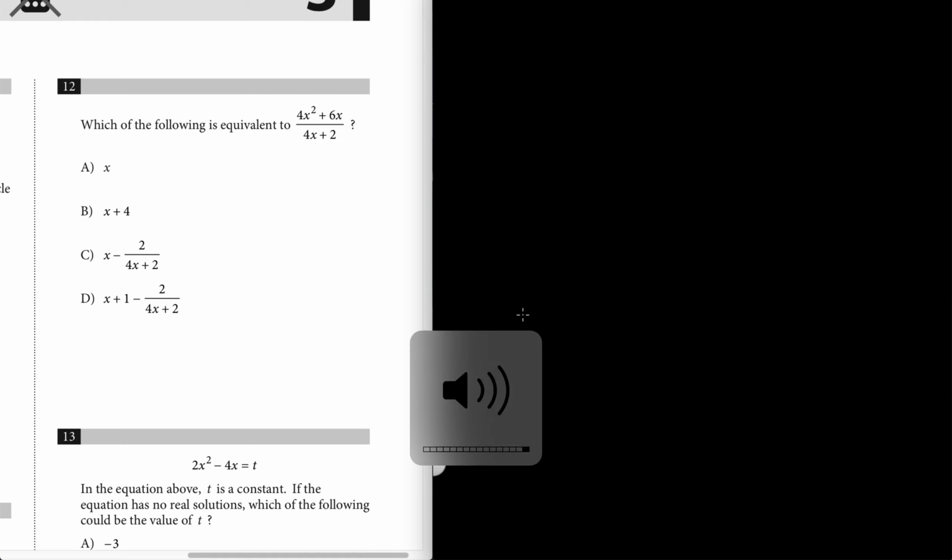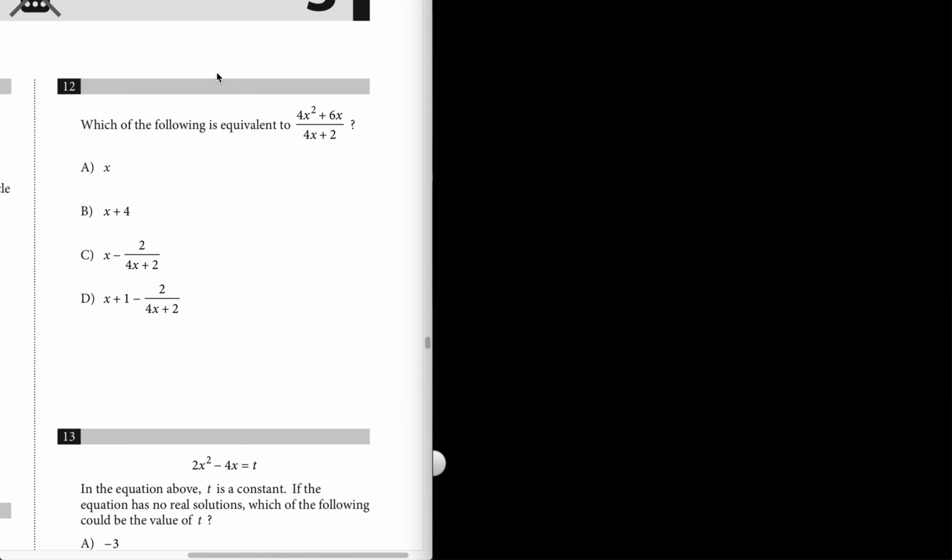The reason why I do that is because I'm not quite sure how they want me to manipulate it, and that might take a little bit longer. It seems like they factored it, they canceled something, and then they also split up the fraction. So I just plug in some values and see which one's equivalent.